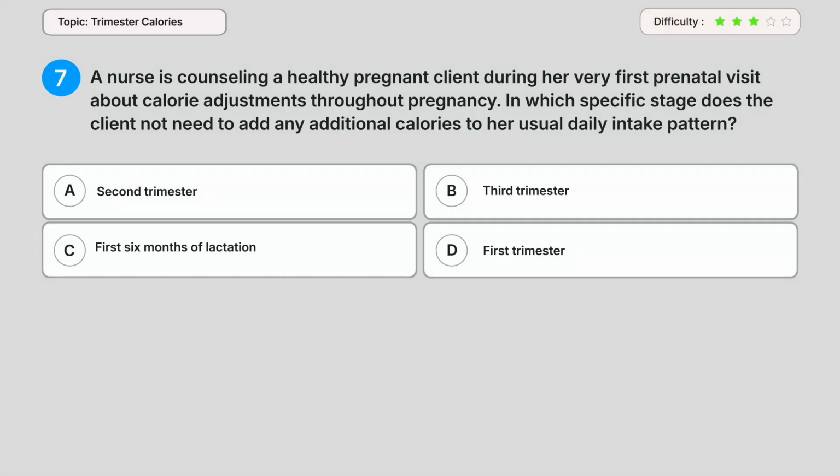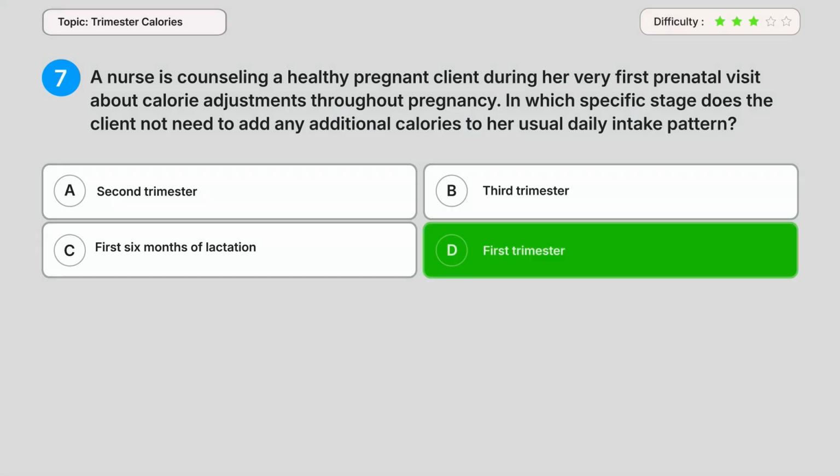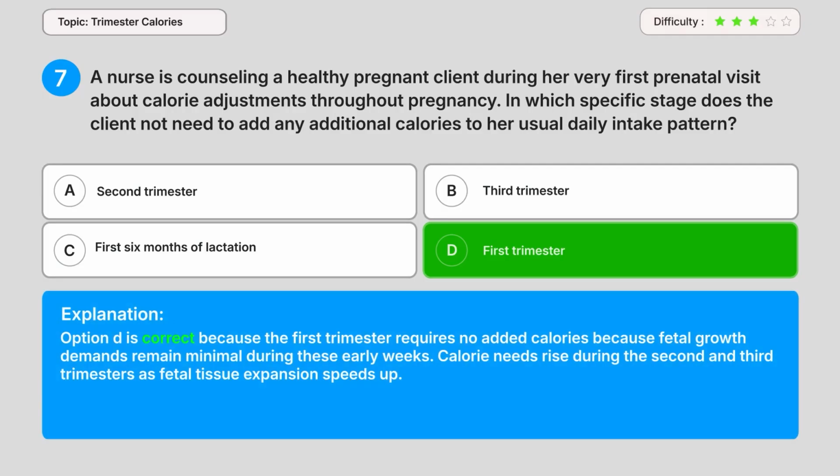Correct answer, D. First trimester. Explanation: option D is correct because the first trimester requires no added calories because fetal growth demands remain minimal during these early weeks. Calorie needs rise during the second and third trimesters as fetal tissue expansion speeds up.